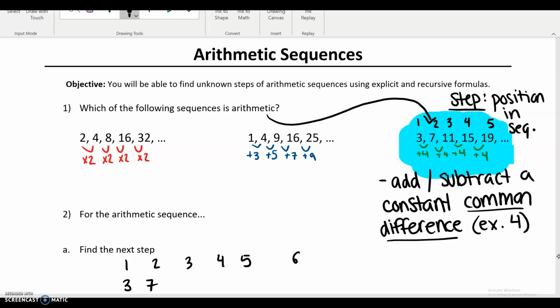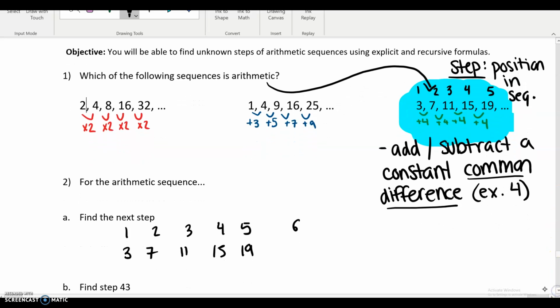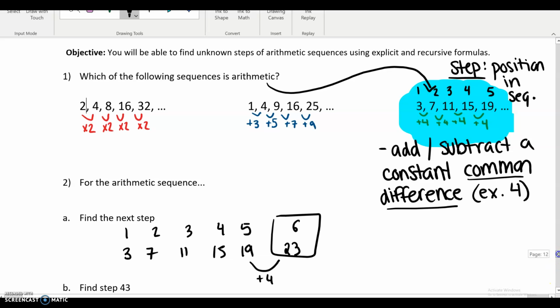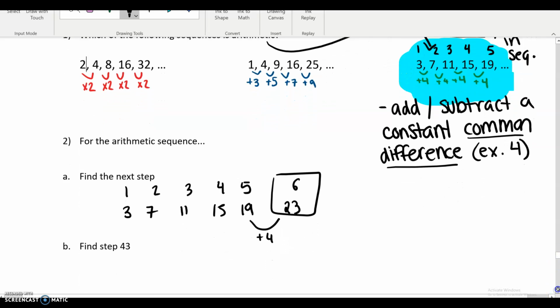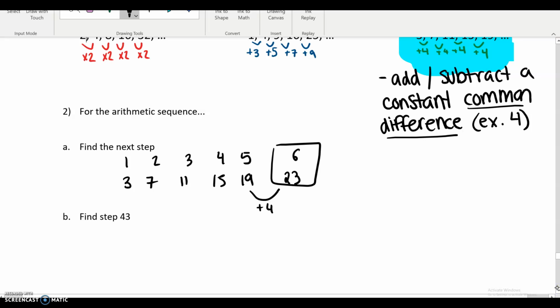So we know we have 3, 7, 11, 15, 19, and we know that the pattern is adding 4 each time. So if I take 19 and I add 4 to it, I would get 23, and you can find the next step. And I could find step 7 by continuing to do this, and 8 and 9 and 10 and so on and so forth. But what if then I throw you for a loop and ask you to find something like step 43? And you'd be like, really, Miss Mancini, you're going to have me do that 43 times? And my answer would be no, right?